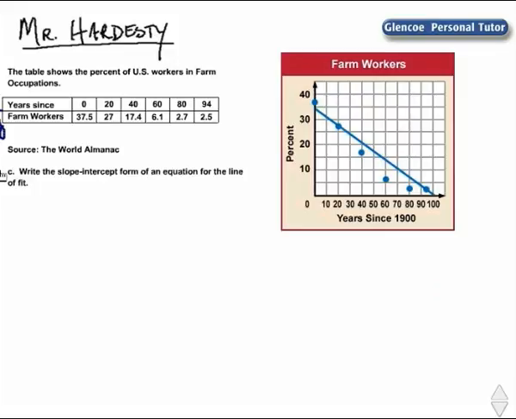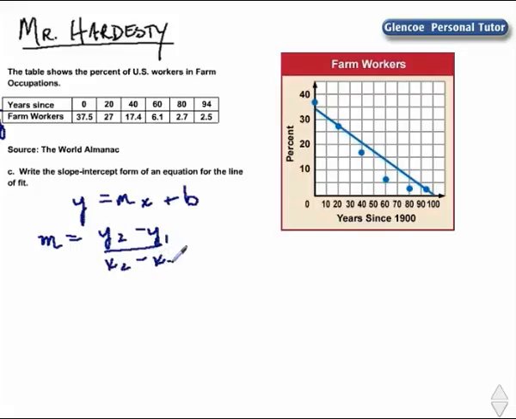In part C, we'll write the slope-intercept form of the equation for the line of fit. Slope-intercept form is y equals mx plus b, where we need to represent both the slope, which is m, and b, the y-intercept. First, let's calculate slope. The equation for the slope is the difference of the y's over the difference of the x's. And that'll work for any points on the line.